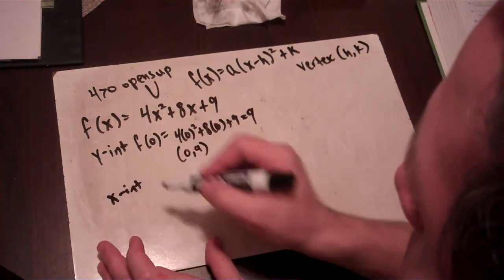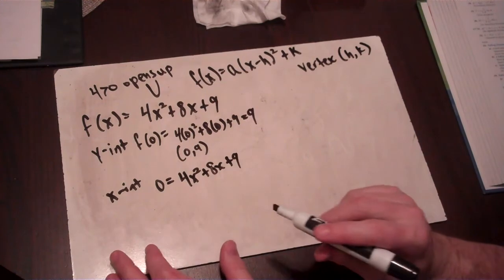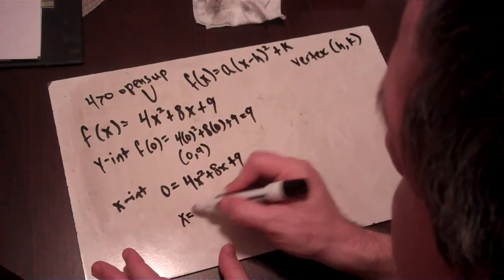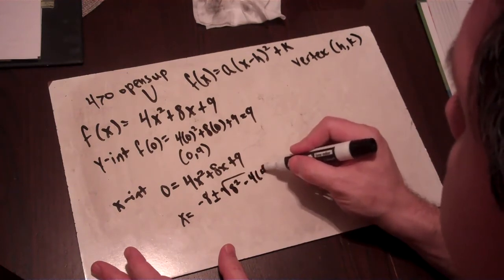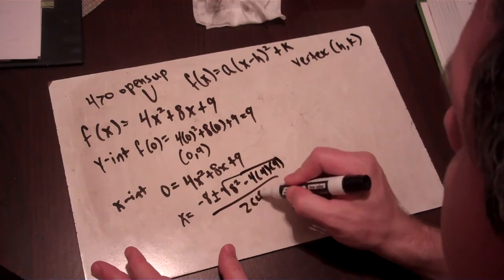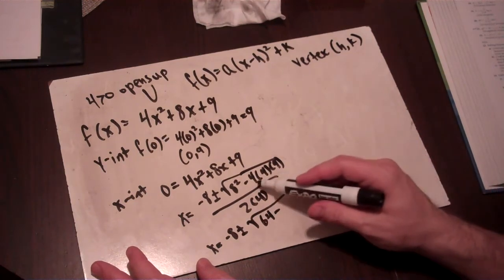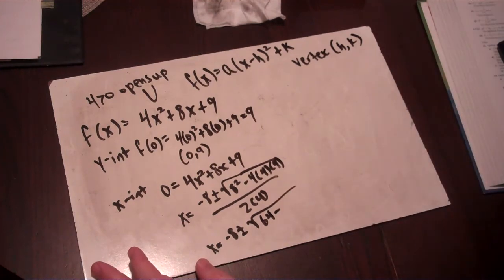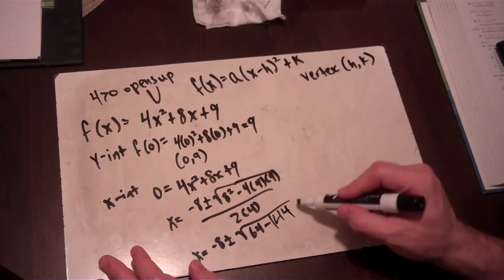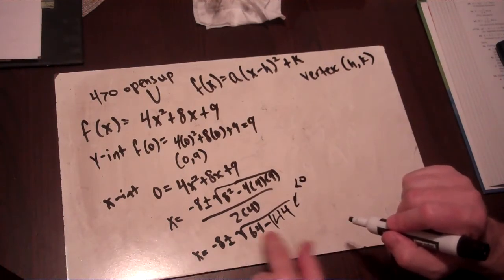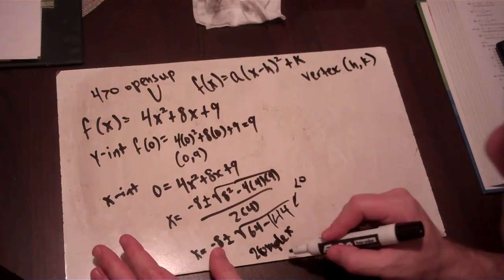The x-intercept. 0 is equal to 4x squared plus 8x plus 9. This is a quadratic equation. This is part of the reason we've been doing quadratic equations. So you solve it out and you get x is equal to negative 8 plus or minus the square root of 8 squared minus 4 times a times c all over 2a. So x is equal to negative 8 plus or minus the square root of 64 minus 4 times 4 is 16 times 9 is, well, let's see here, 16 times 9 is equal to 144. Wait, this is where the discriminant becomes kind of important. This is negative, so the only solutions we have are two complex solutions. Complex solutions can't be graphed, so there are no x-intercepts.